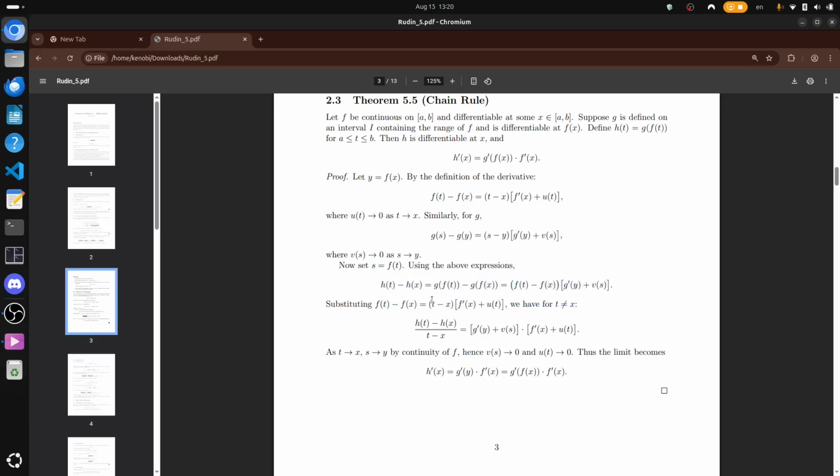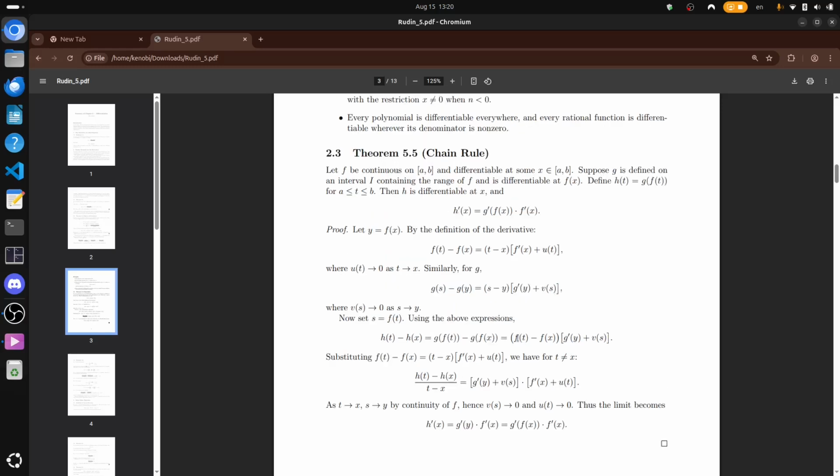So h of t minus h of x is going to be g of f of t minus g of f of x. And basically it's going to be equal to this thing, right? So we're just replacing s with f of t and y with f of x. And we're going to get this.